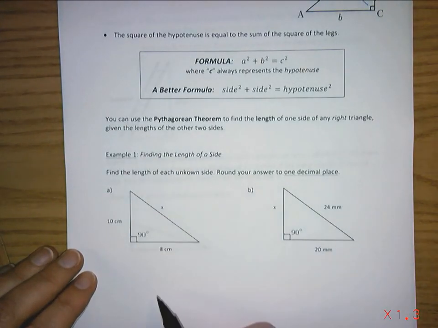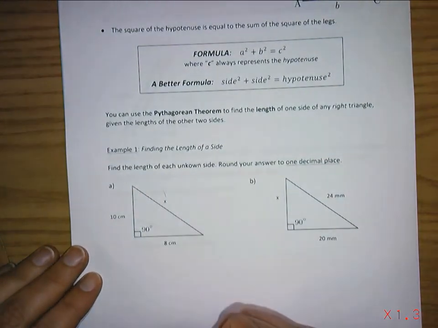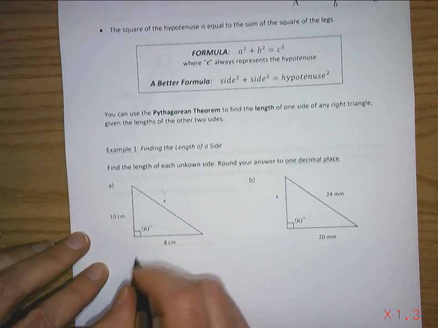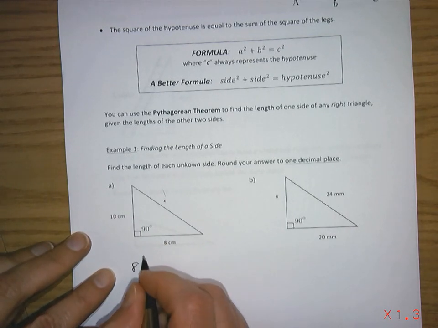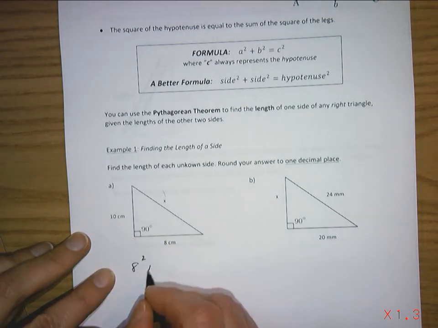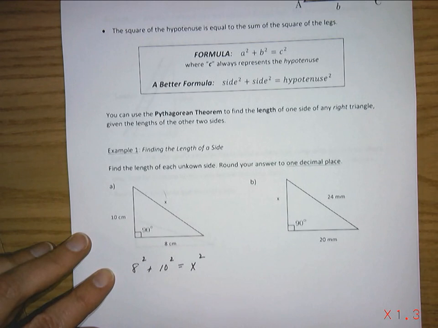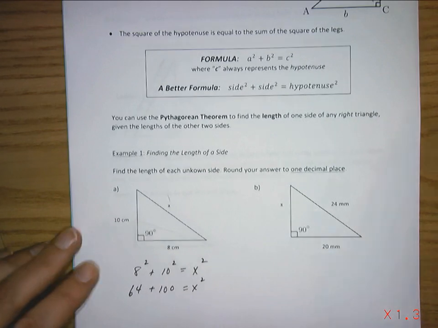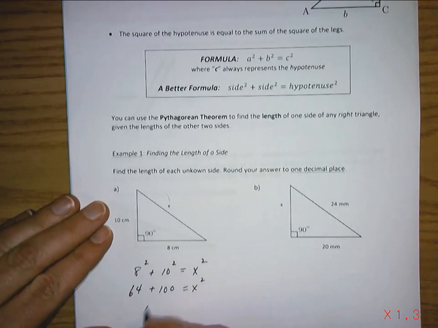Finding the length of a side. Here's a side that's missing. We know that this one's going to be 10 centimeters. We know that this one's going to be 8 centimeters. So, using our formula, we know that it's going to be side squared, which is, I can choose 8 to be my first side, plus the other side, which will be 10, and that's going to equal x squared. So this is going to be 64 plus 100 equals x squared. Using a calculator, I'm going to come up with 164 equals x squared.